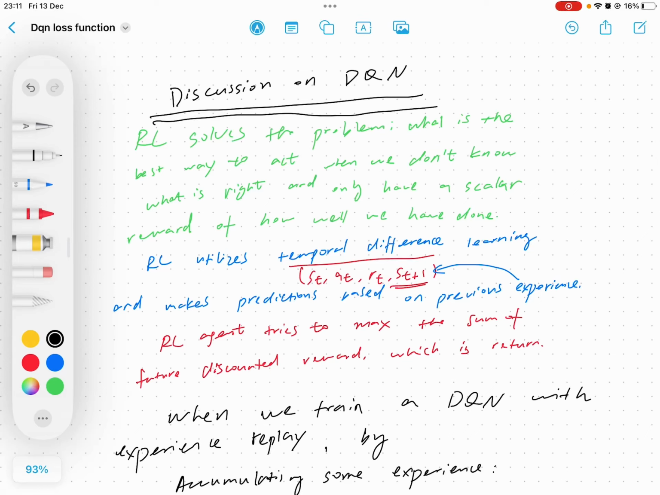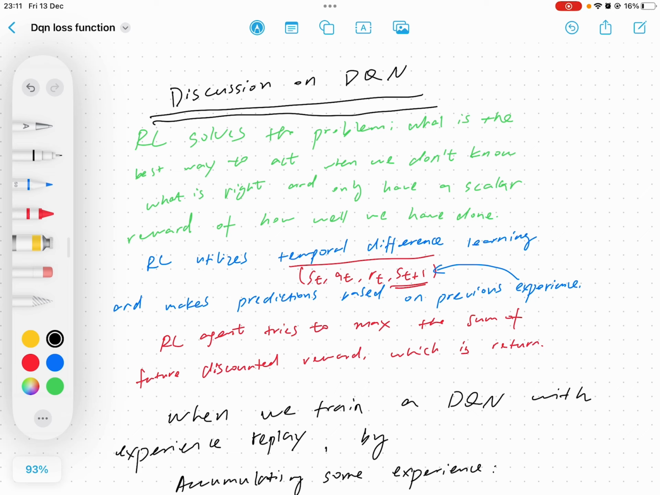Hello. So previously we have introduced the very famous DQN algorithm in reinforcement learning. So today let's use another video to further discuss some technical details or some intuitions behind this algorithm.